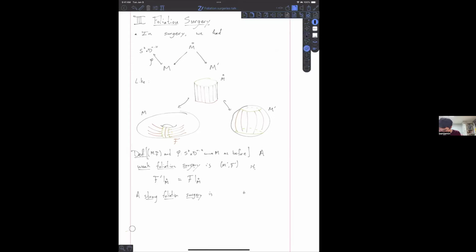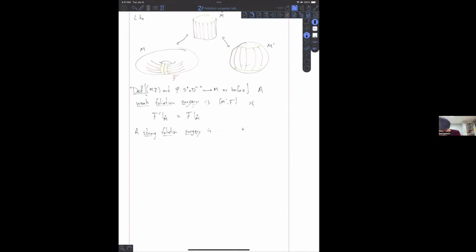Okay. And then a strong foliation surgery is a weak one plus there exists an extension to the full trace of our boundary surgeries, boundary foliations.